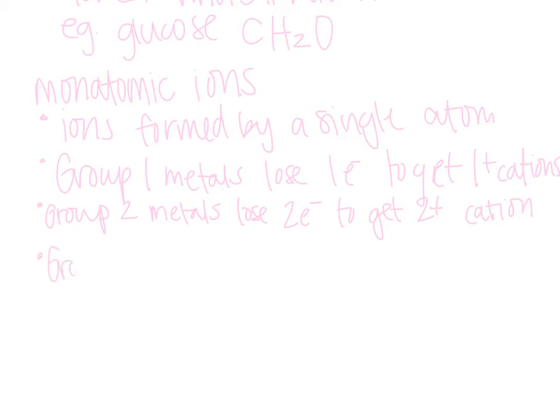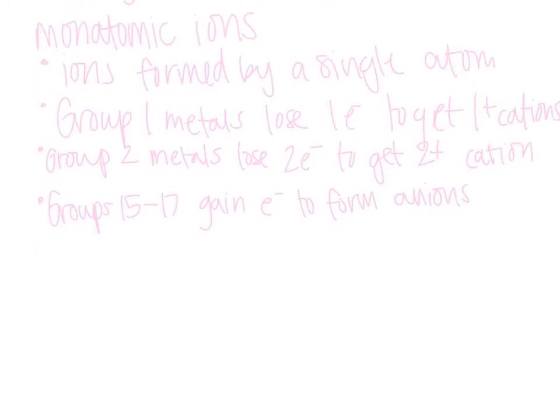And then going along, groups 15 through 17 gain a certain number of electrons that should be marked on your periodic table, but they gain electrons to form anions. Because if they're gaining an electron which has a negative charge, they're going to get more negative, and we know anions are the negative ion. So that's monatomic ions.